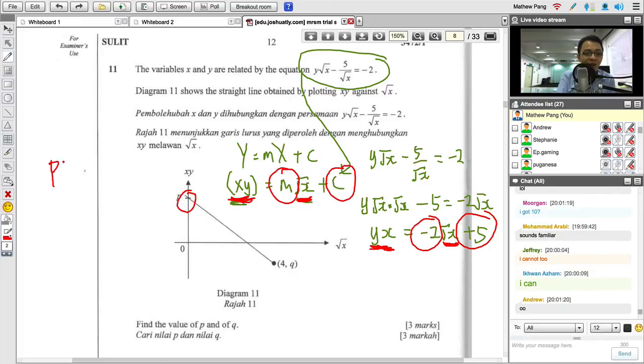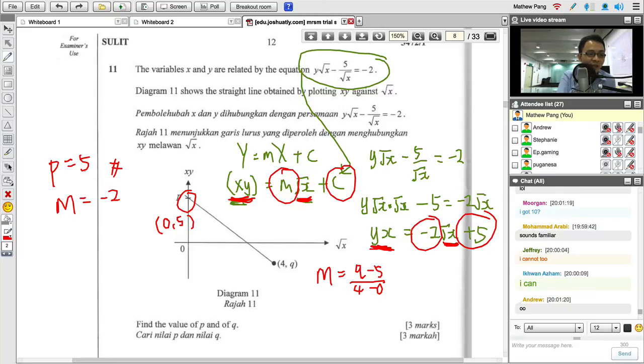And then my gradient is equal to negative 2. So I know my gradient is negative 2. This is 5, right? So I know this coordinate over here is 0, 5, because the y-intercept is 5. The gradient is simple. It's just q minus 5 over 4 minus 0. Of course I know my gradient just now, isn't it? My gradient is just negative 2.